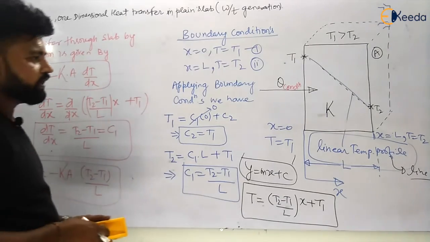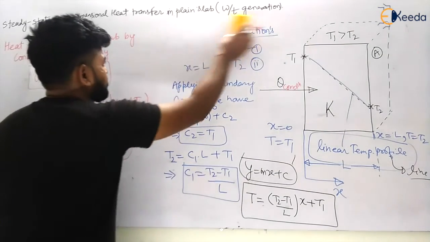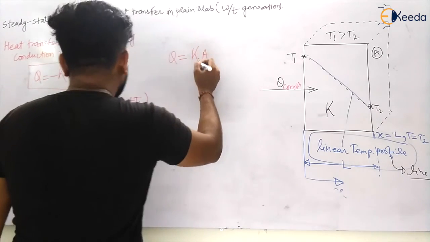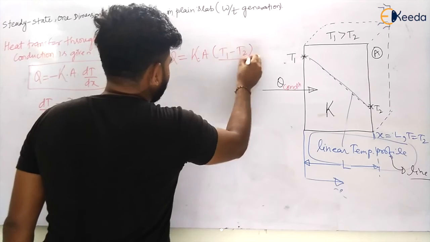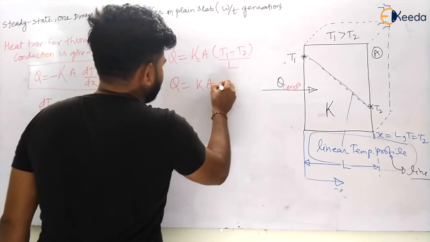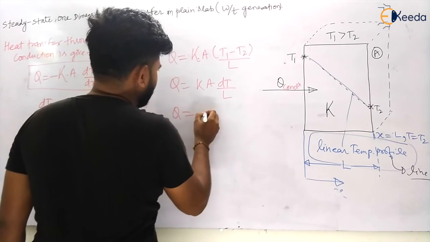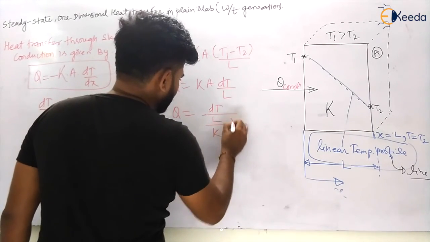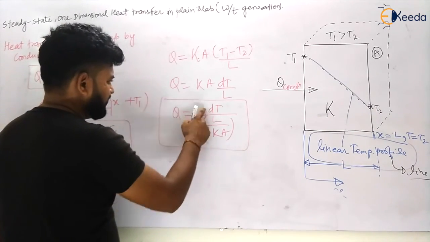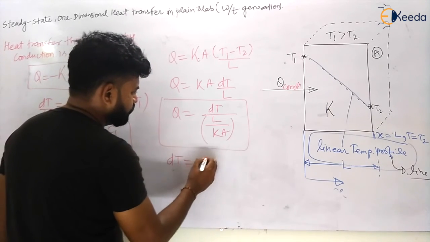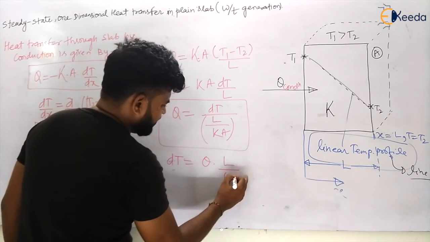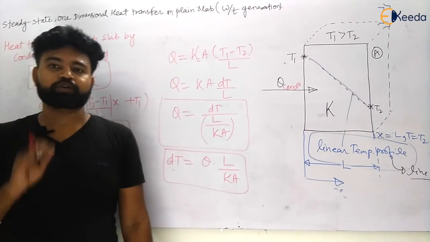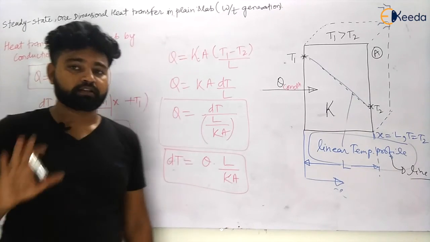Now let us analyze what will happen. This heat transfer can be given by Q is equal to kappa A into T1 minus T2 divided by L, or by kappa A dT divided by L, or dT by L by kappa A. So this will be your heat transfer equation, and from here we can calculate the temperature change dT, which will be equal to Q into L by kappa A. We will be using this equation in the electrical analogy concepts to calculate the conduction resistance and various resistances in plane slabs.